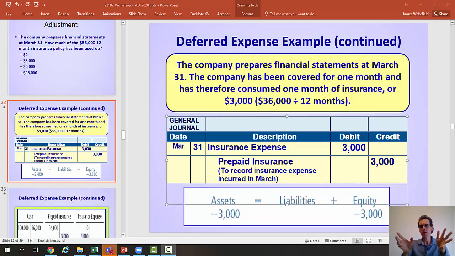So one of the points that I want to go back to from last week, I talked about retained earnings. And I talked about the fact that you never, ever touch retained earnings until you get to the very end of the accounting cycle, which I will show you at the end of this particular workshop. Never touch it otherwise. So if we incur an expense, we record it as an expense. So in this case, debiting insurance expense.